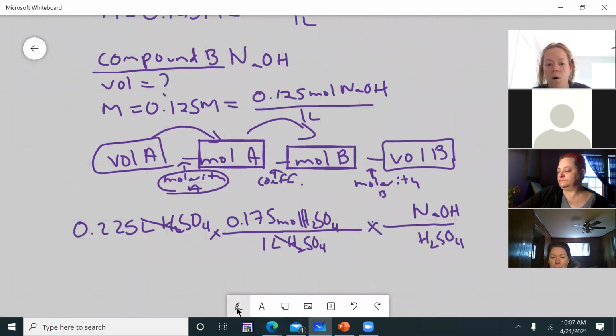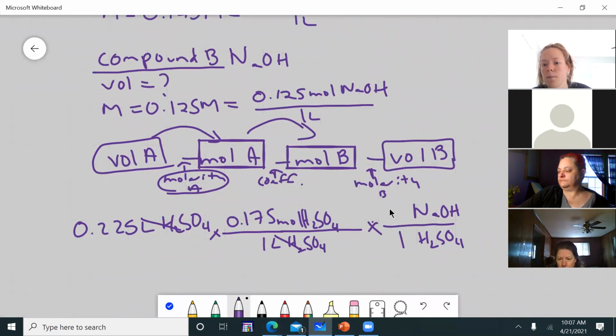So I'm going to put a 1 with the H2SO4. I'm going to put a 2 with the NaOH, specifically moles, sorry. So 1 mole of this will yield 2 moles of this. That gets rid of moles of A. And now we're into the B side, which is good. We're getting closer to what we want.